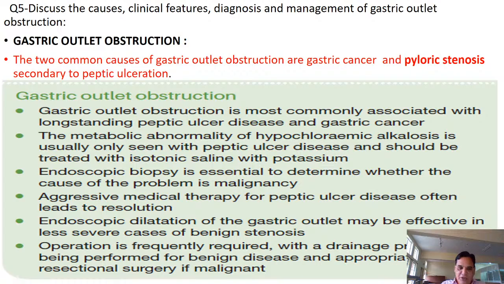Diagnosis: endoscopic biopsy. In all these cases, endoscopic biopsy is essential to determine whether the cause of the problem is malignancy or simply peptic ulcer, because management changes. Aggressive medical therapy for peptic ulcer disease may lead to resolution of the symptoms. Non-surgical management: endoscopic dilatation of the gastric outlet can be effective in comparatively early or less severe cases.